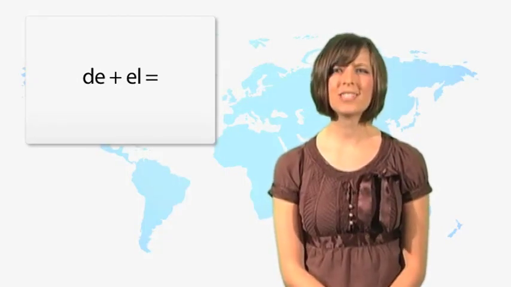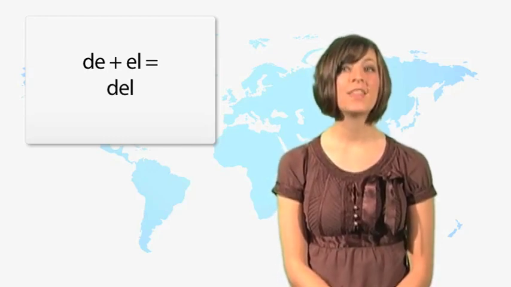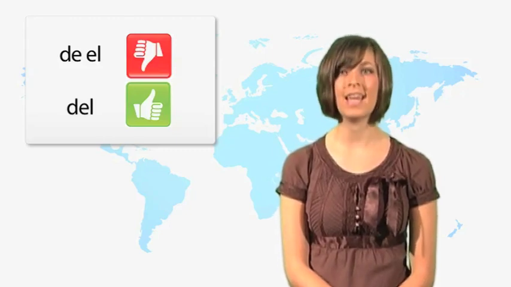Now, did you notice that when de and el were next to each other, they got together to form a new word, del? This is just like you learned a few lessons ago, where a and el became al. De and el, when you say them quickly, become del anyway. So this is a really important spelling tip. Del, and not de el.